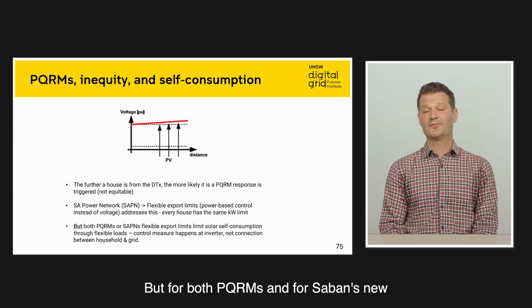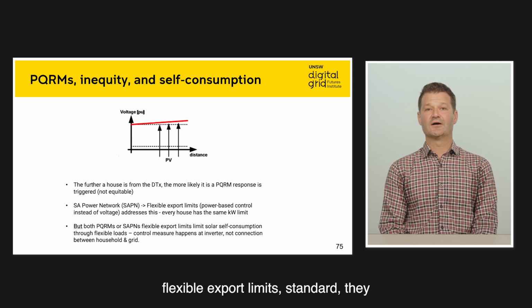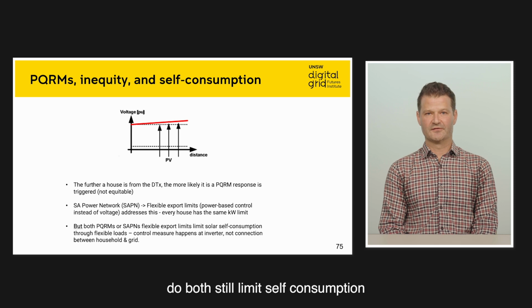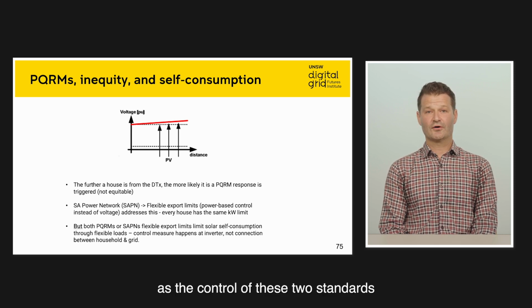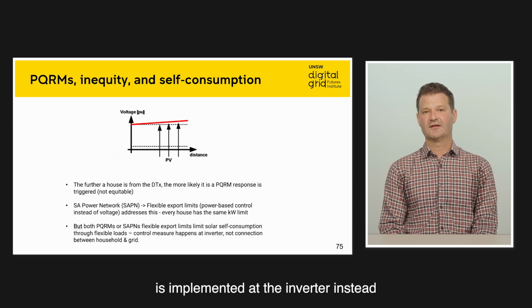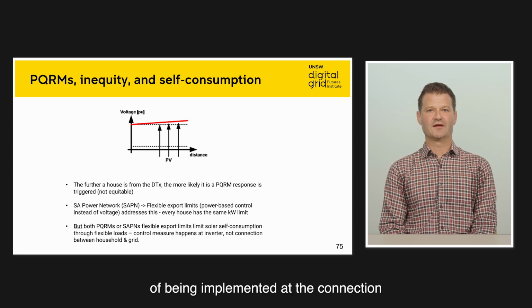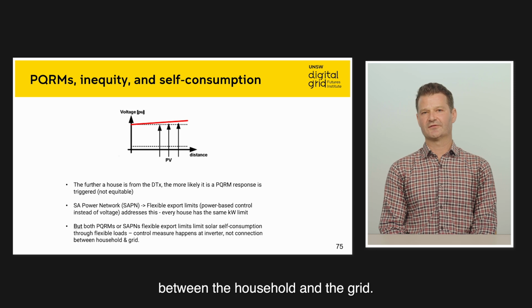But for both PQRMs and for SAPN's new flexible export limits standard, they do both still limit self-consumption, as the control of these two standards is implemented at the inverter instead of being implemented at the connection between the household and the grid.